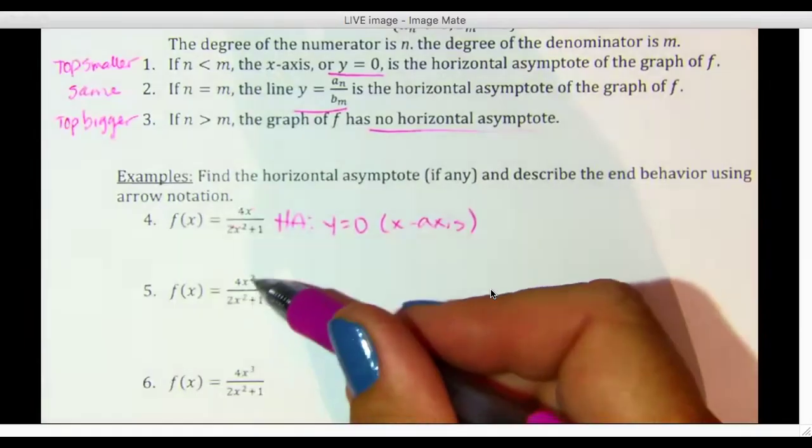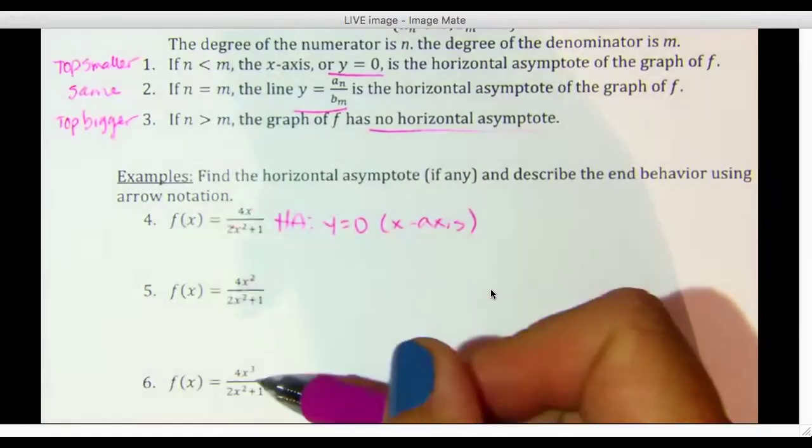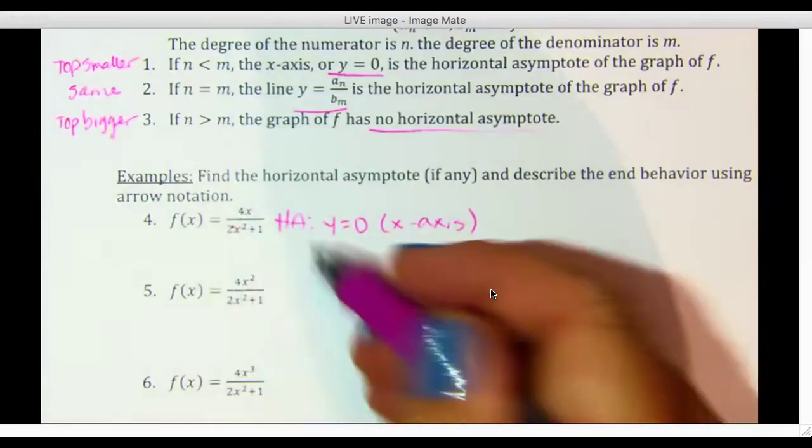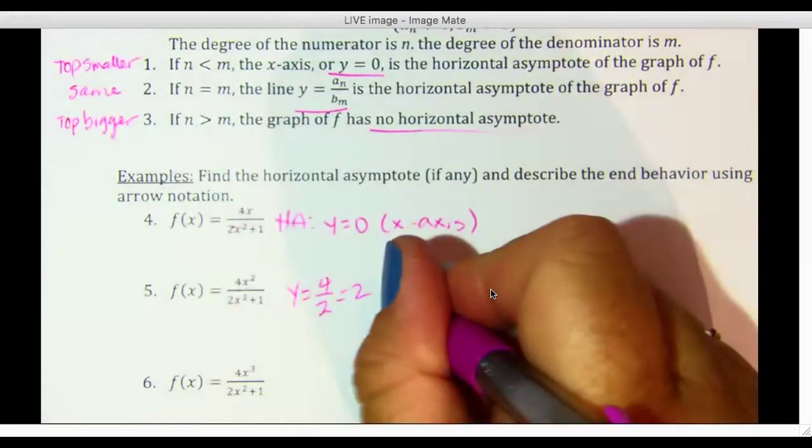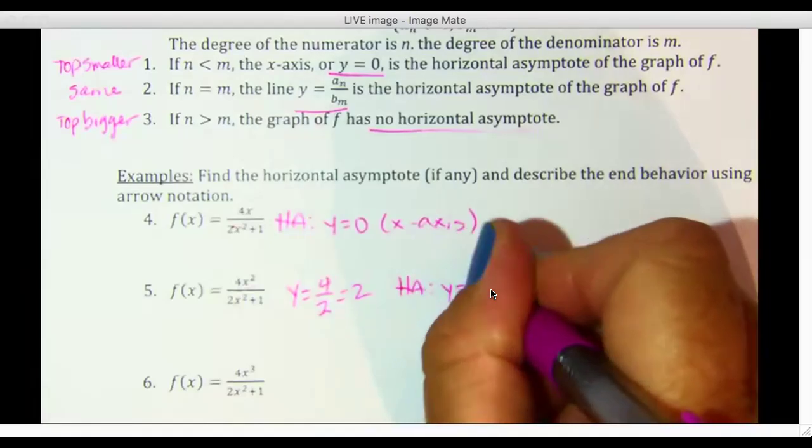Here, the degree of the top and bottom are the same. They're both x squared is the largest exponent. So the line y equals 4 over 2, which equals 2. So my horizontal asymptote is y equals 2.